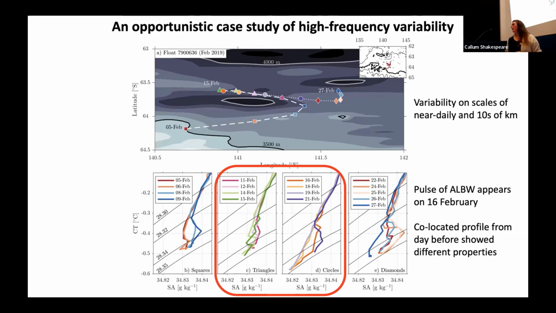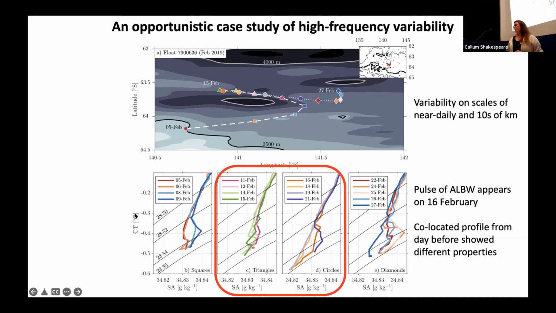But we do know that on scales of tens of kilometers and near daily, you're having really large changes in abyssal ocean properties, which was kind of cool because you don't often get to see measurements like this because it's hard to take. Even on a ship, you're often moving to the next station, right? So you don't really get to just resample the same location over and over again.